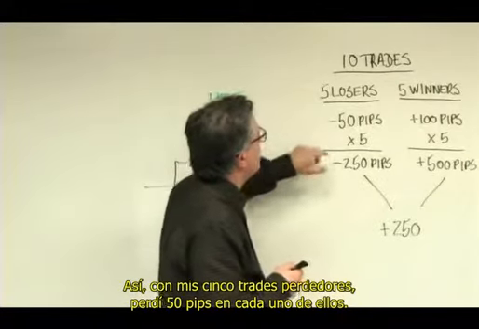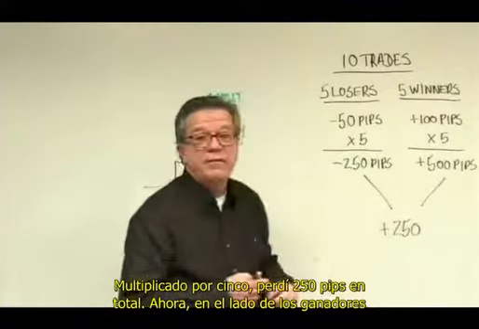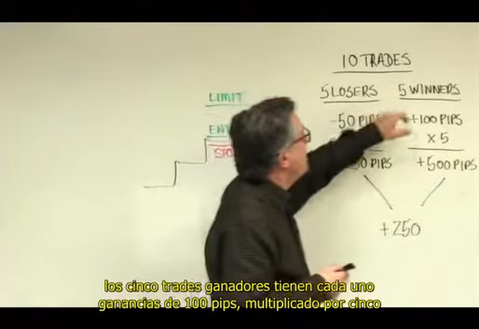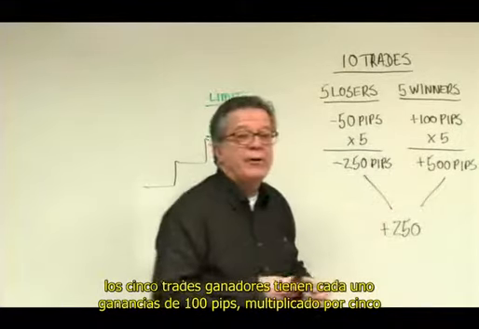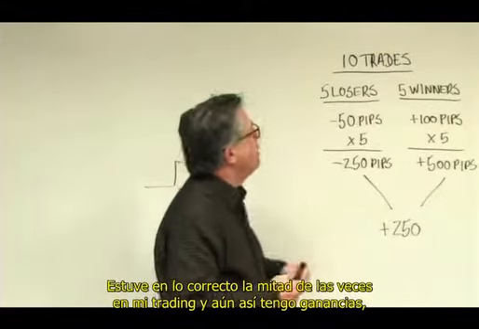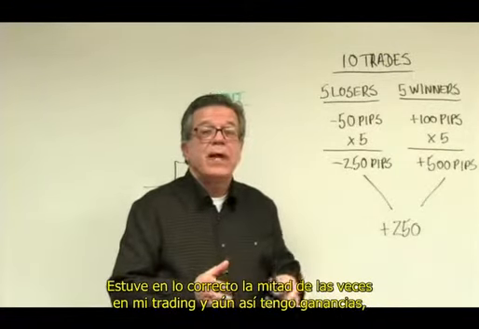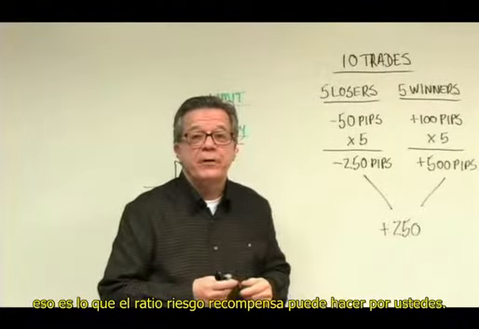So with my 5 losers, I lose 50 pips on each one of them. So for the 5, I'm down 250 pips. But on the winning side, the 5 winners that I've had, I've gained 100 pips. Times 5, I'm up 500 pips. So my net is a plus 250 pips. I was only correct half the time in my trading, and I showed a profit for that. That's what a good risk-reward ratio can do for you.